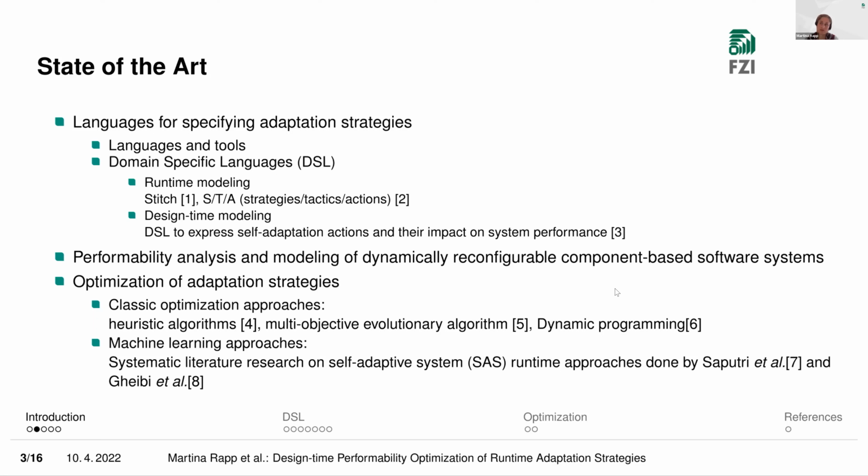The second topic was performability analysis and modeling of dynamically reconfigurable component-based systems. And the third topic was approaches for optimization of adaptation strategies. In particular, we looked at classic optimization approaches and also at machine learning approaches. For the complete list, I would like to refer you to the respective section in our paper due to timing constraints today. So this brings me now to our identified research gap.